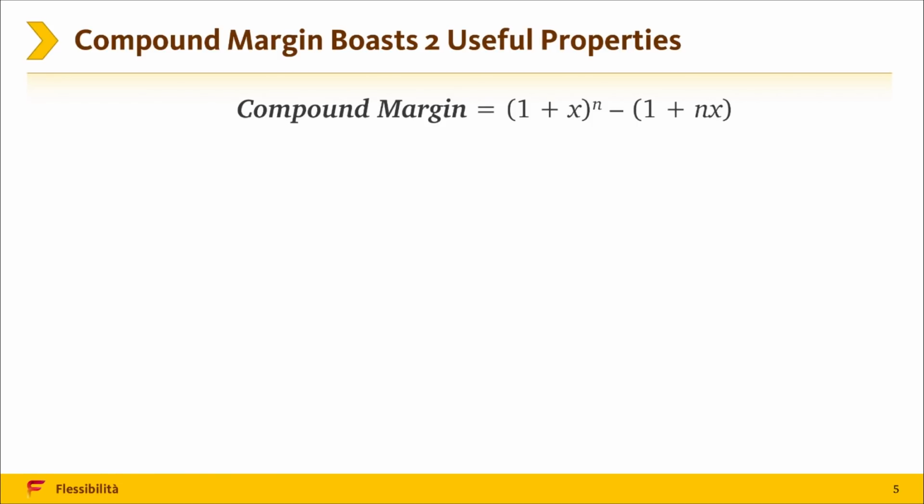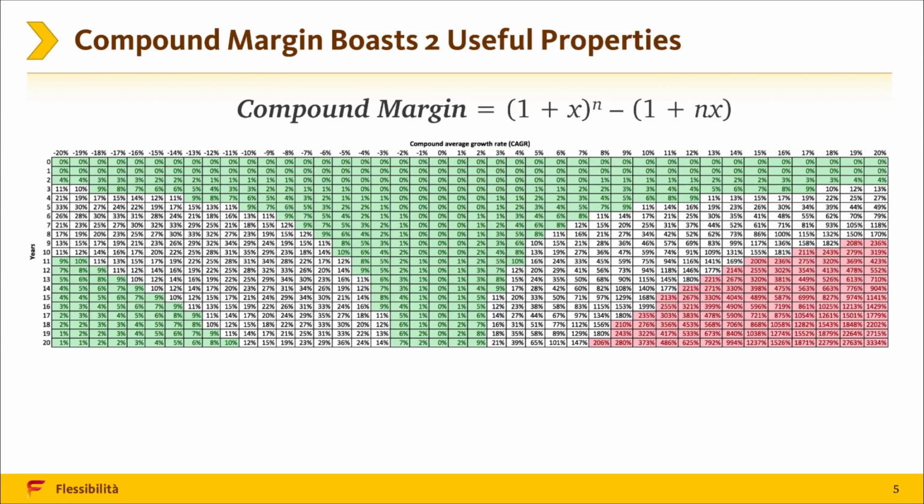I computed the values of the compound margin for different growth rates x and numbers of years n, and here's what I got. Green cells indicate values up to 10 percentage points, and red values indicate values above 200 percentage points. A few interesting observations. Firstly, the compound margin is always positive, even when the growth rate is negative. This is explained by the fact that in the expression for compound margin, even powers of x are always positive and outweigh subsequent odd powers of x, which might be negative.